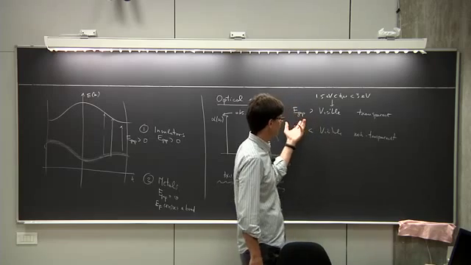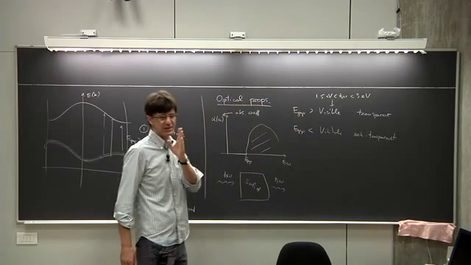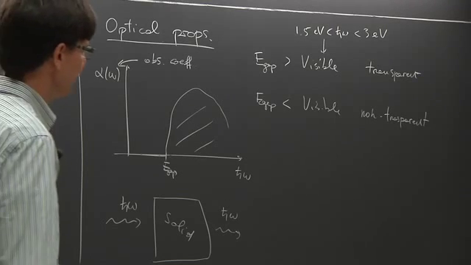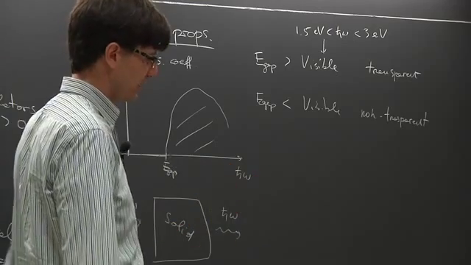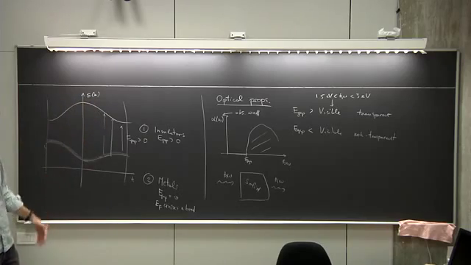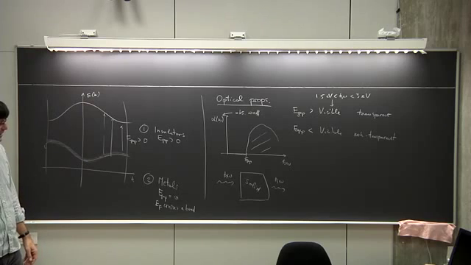And of course, there is also the possibility that the energy gap is in the visible range, and therefore you may have some strange properties, like, for example, the material looks reddish because it lets red light go through and not the high energy part of the spectrum.